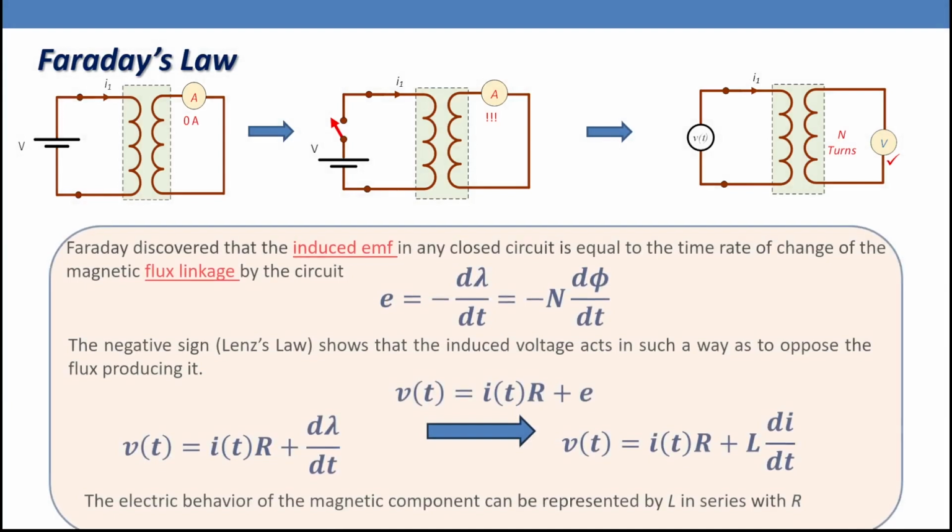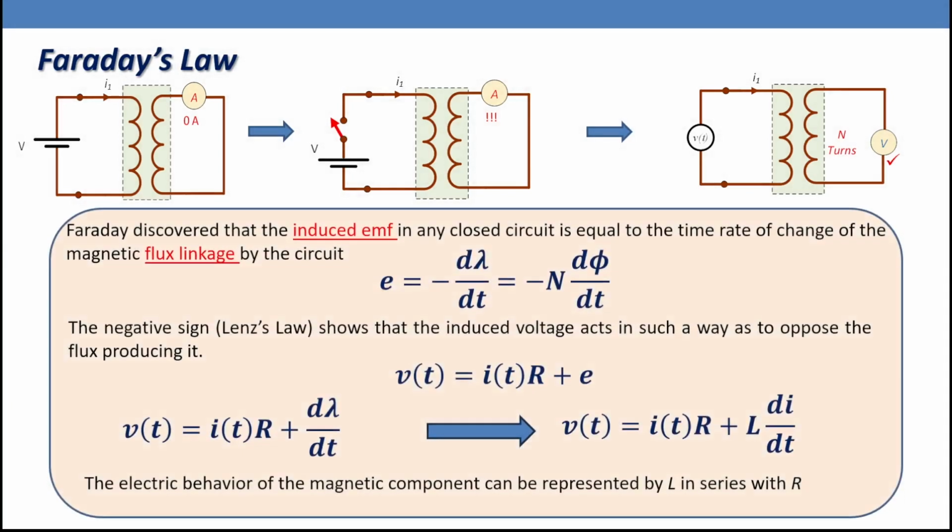And we have the well-known equation for Faraday's law: the induced EMF in any closed circuit is equal to the time rate of change of the magnetic flux linkage by the circuit. E equals minus N d phi by dt, and N d phi equals d lambda, which is the flux linkage. We know that from the previous video. The negative sign here is Lenz's law, where the induced voltage acts in such a way as to oppose the flux producing it. So we are going to consider that if we use the dot convention or the direction of the current.